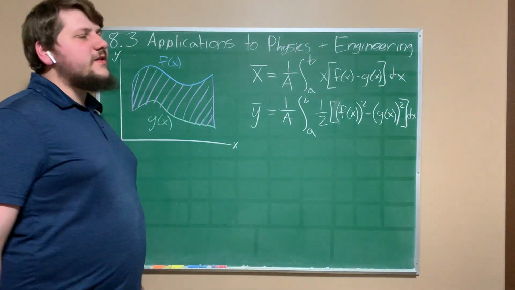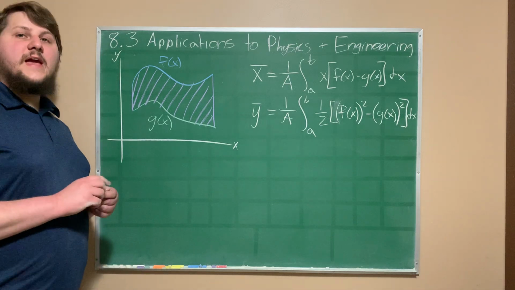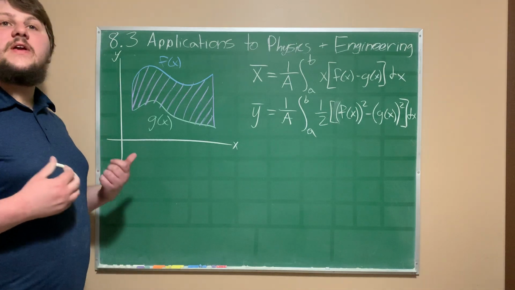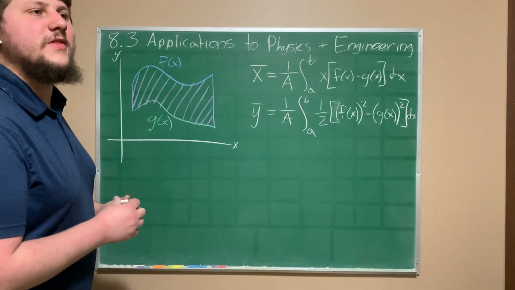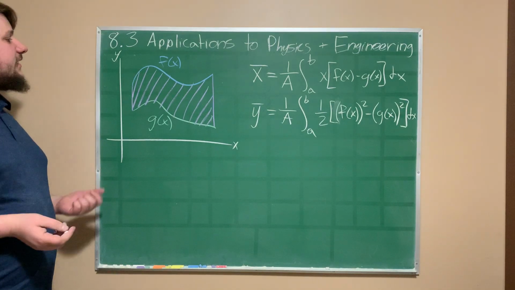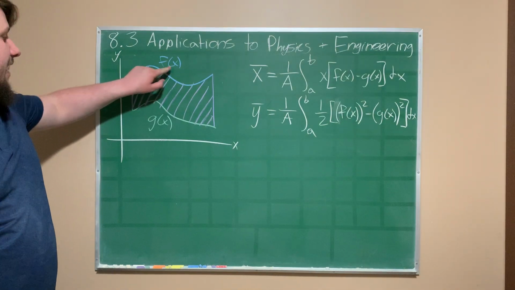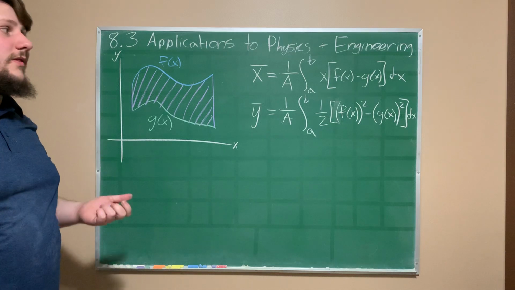All right, so in this example, we're going to look at centroids in the case where the area that we're interested in is the area between two curves rather than the area under one curve and above the x-axis. So let's say that in general you have the function f of x as your curve on the top and g of x as your curve on the bottom.